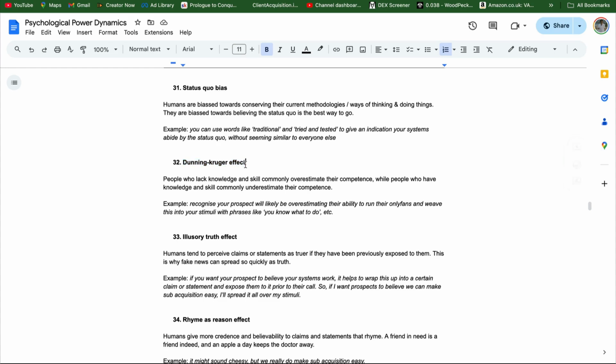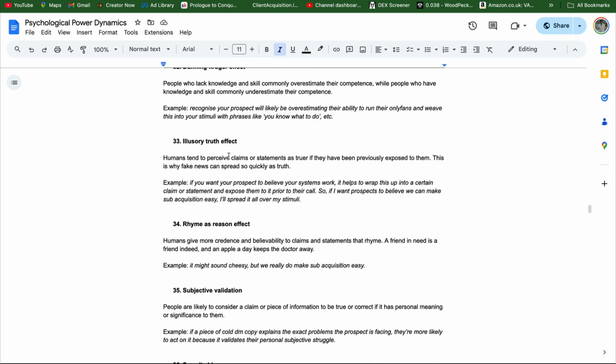Number 32, the Dunning-Kruger effect. People who lack knowledge and skill commonly overestimate their competence, while people who have knowledge and skill commonly underestimate their competence. Recognize that your prospect will likely be overestimating their ability to run their OnlyFans, and weave this into your stimuli with phrases like, you know what to do.